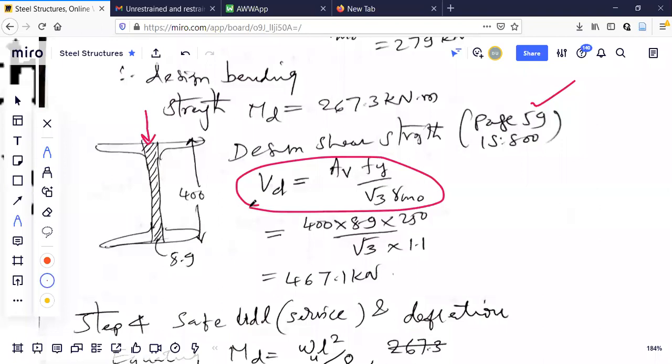I'm trying to find out the shear strength now. Vd = Av Fy by root 3. So one root 3 has come extra. It is not Fy by 1.1 or anything like that, because we are dealing with the shear strength of the steel. Now again, you should go back to the strength of materials.